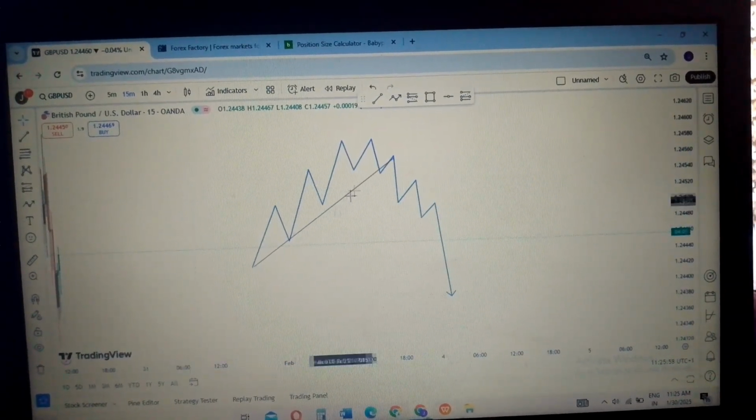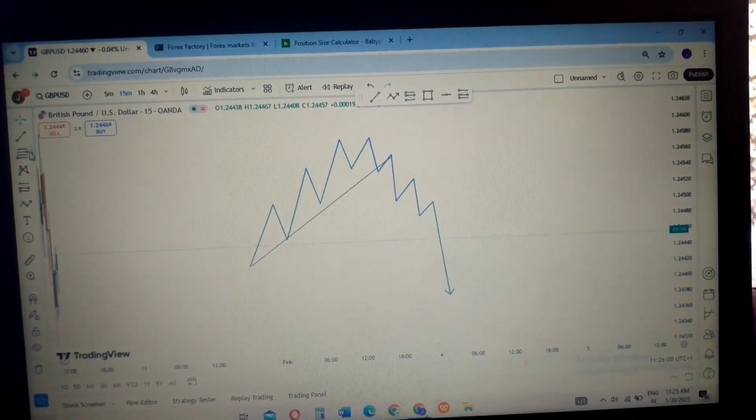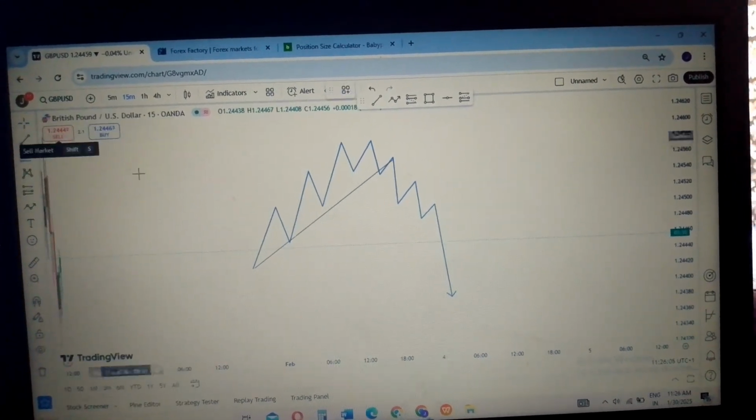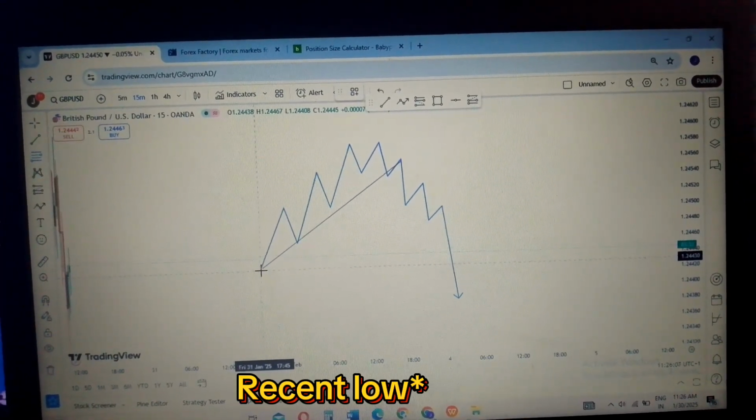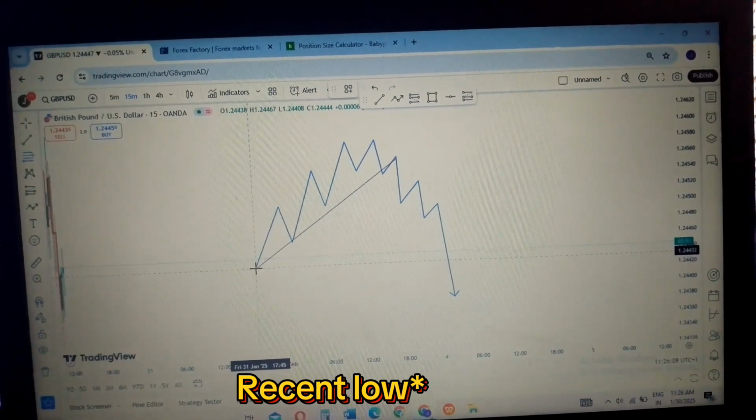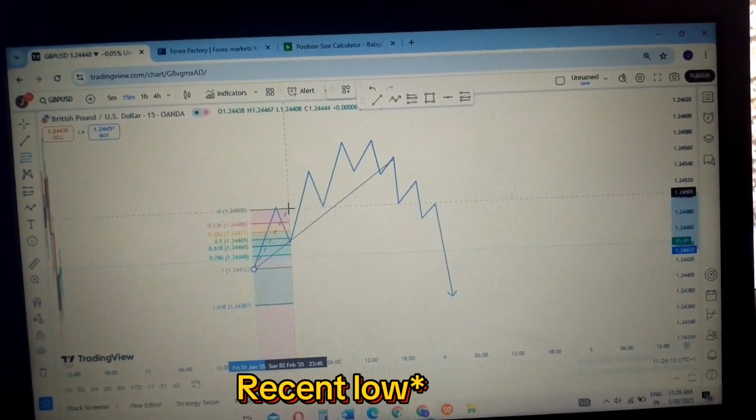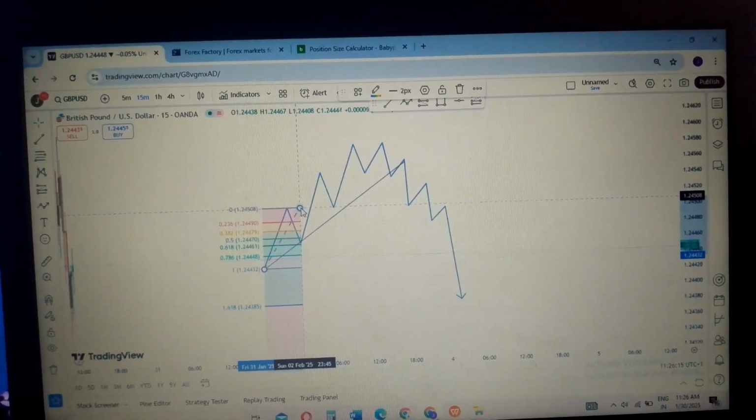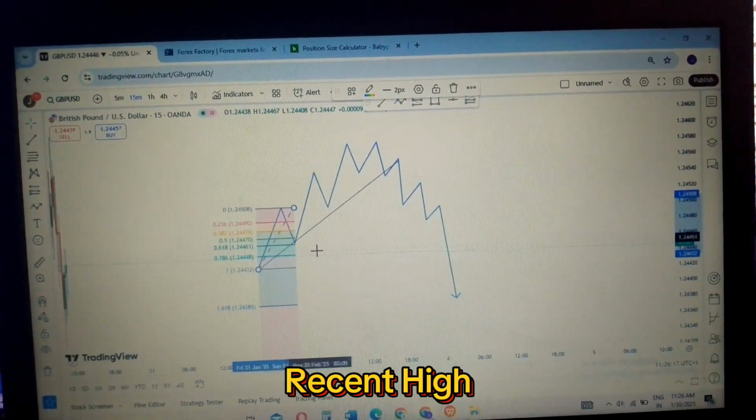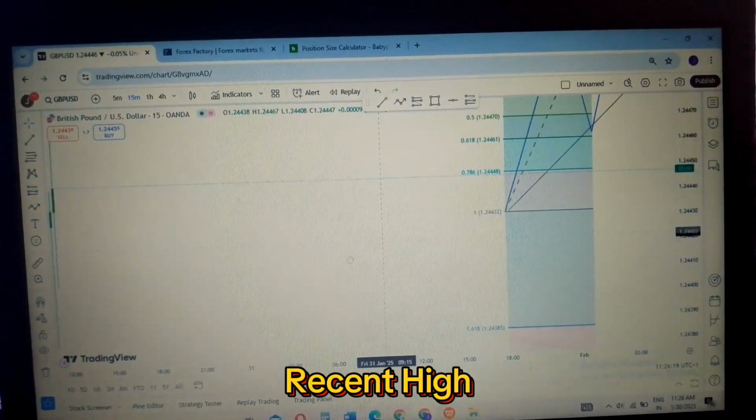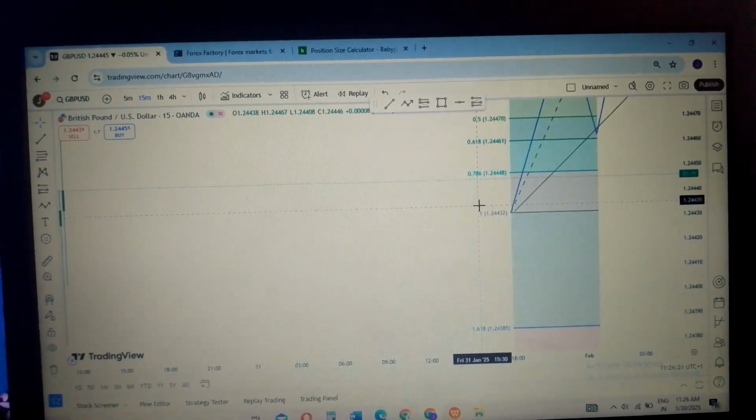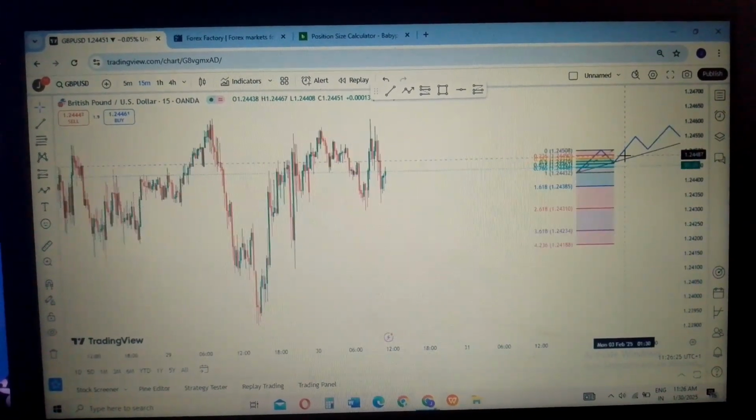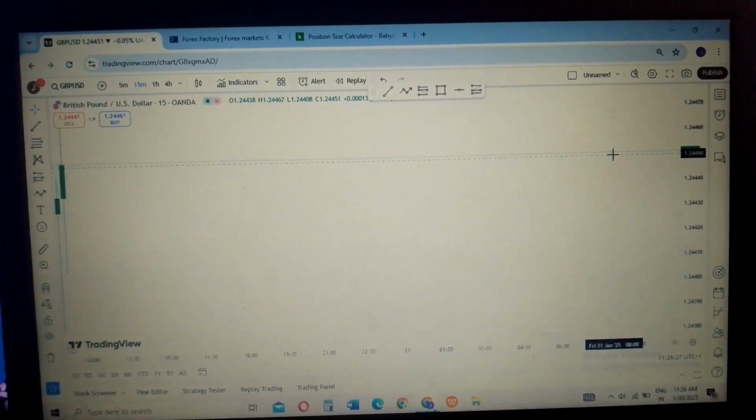So your job is just to come. This is the Fibonacci tool. This is it, Fibonacci retracement. Your job is to measure from the recent low to the recent high. Take note of this. You measure from the recent low to the recent high. After that, you are going to wait for this typical level. You are going to wait for this typical zone.